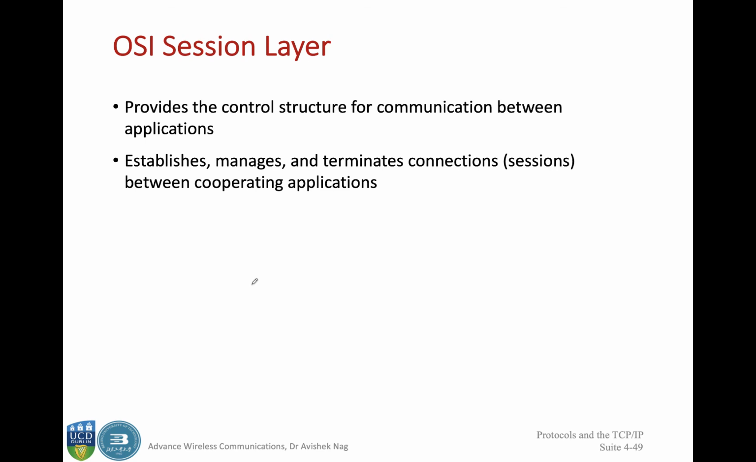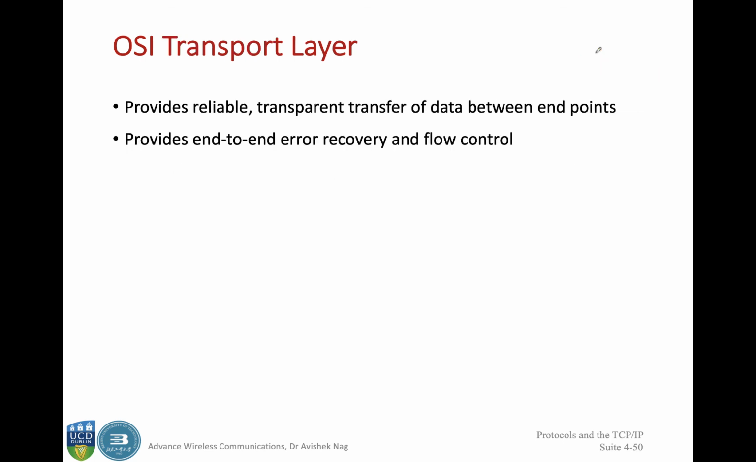I encourage you to go through the details of these layers again in the William Stallings book that I referred to as a textbook. The details are nicely written in the book. Then the transport layer. The transport layer was also there in TCP/IP. Here we have it too, and the functions are the same. It provides reliable, transparent data transfer between the endpoints, and it also provides end-to-end error recovery and flow control.